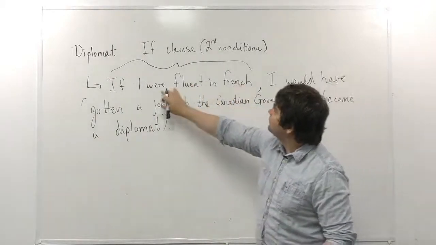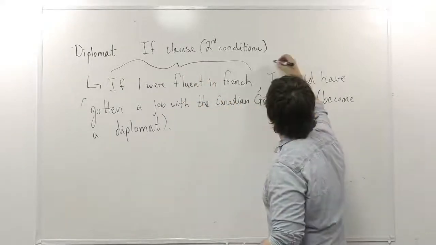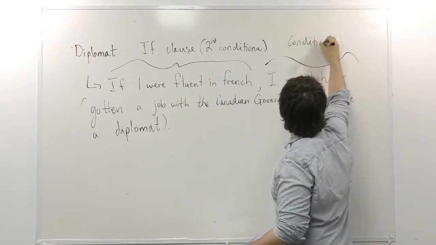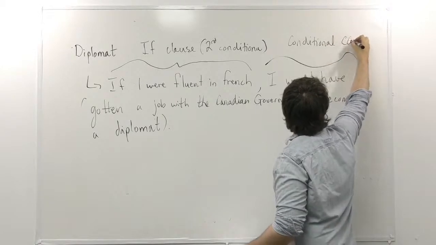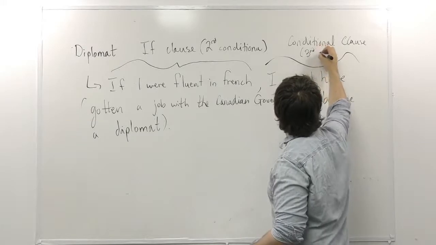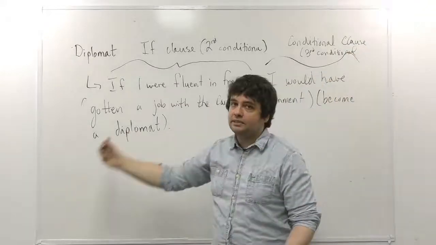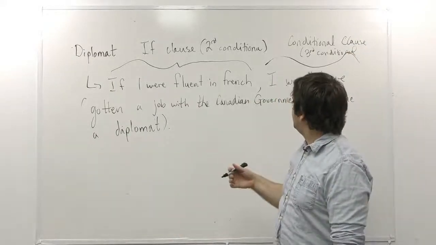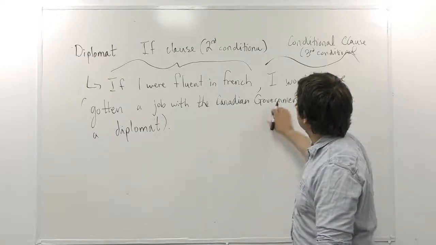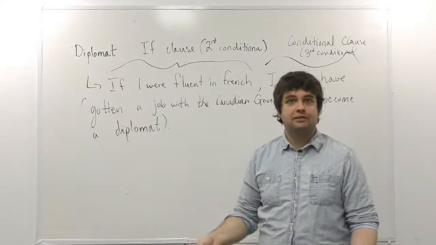If you notice here, of course, the first part here is our if clause, but it's in the second conditional, right? Our second part, our conditional clause, this is in the third conditional, because I would have done something. I would have gotten a job with the Canadian government, or I would have become a diplomat, right? These are jobs I could have gotten in the past if this were true in the present, right?